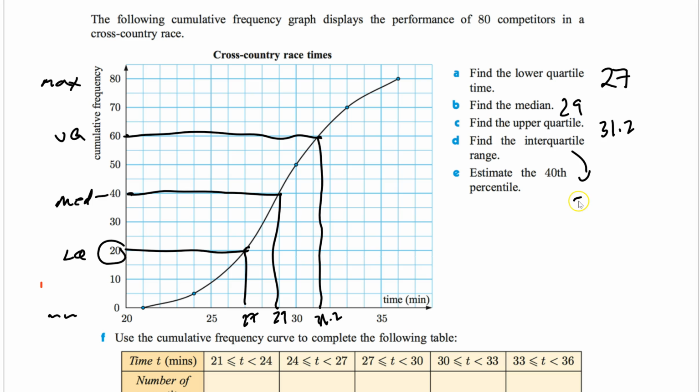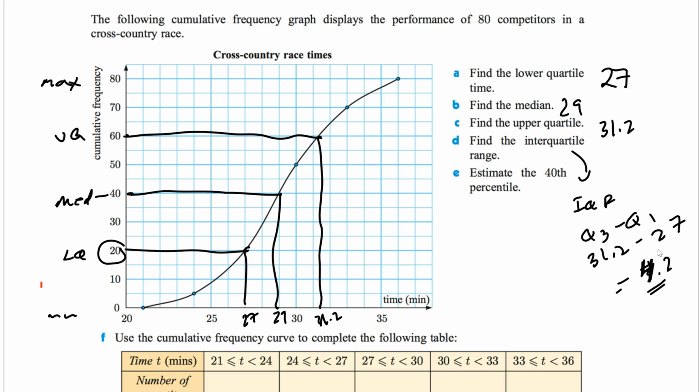Okay, well, that's IQR, which is Q3 minus Q1. Right, my Q3 is right here, 31.2. My Q1's up there, 27. So if I subtract that, I get, let's say, 3.2? 4.2.